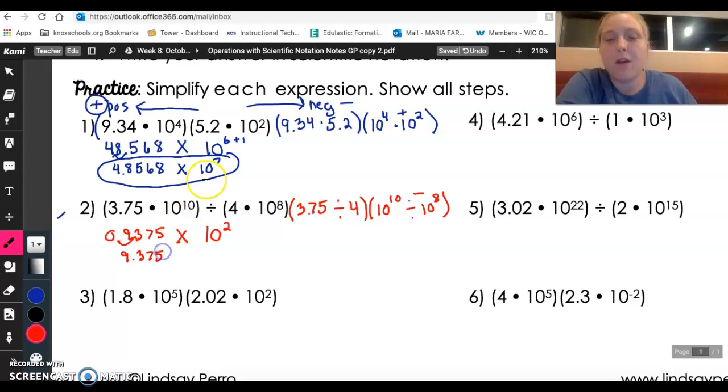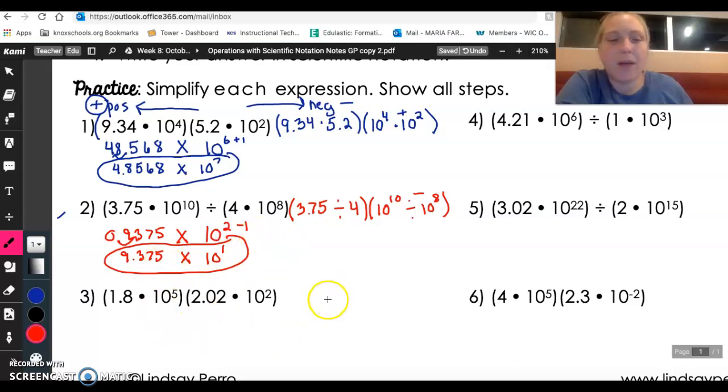9.375. According to my little chart I made up here, if I'm moving right, that means I need to subtract an exponent from my power. So then I have 9.375 times 10 to minus that 1 that we had to subtract is going to be 10 to the first power. Here is our number in scientific notation.